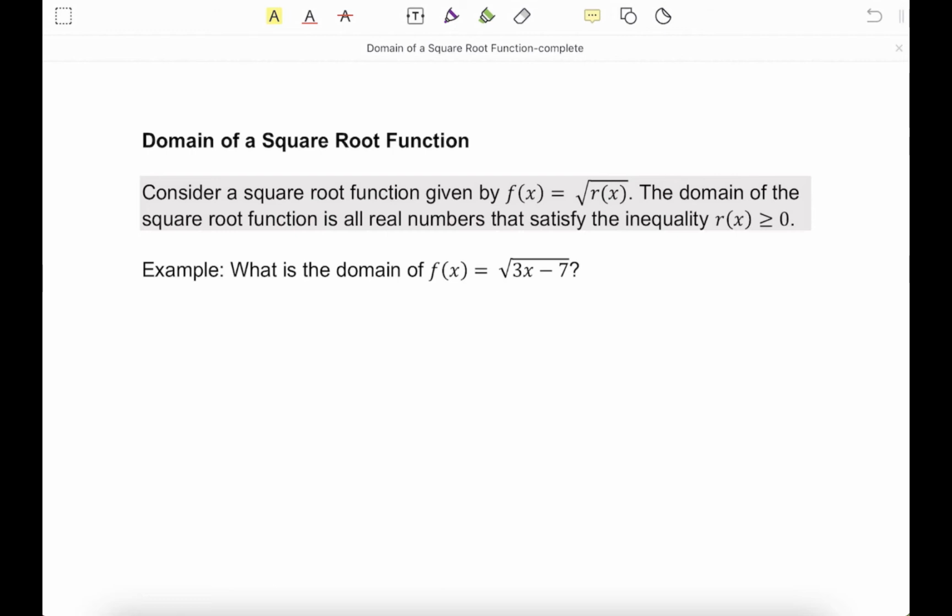To find the domain of a square root function, you have to find where the radicand, the thing inside of the square root, is greater than or equal to 0.